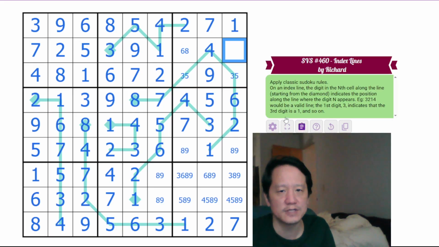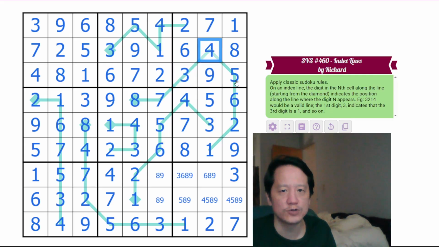It can't be 6 because of 6 in the column. So this must be 8, which makes that 6. 8 eliminates 8 here, so it's 9 and 8. No 8, 9 here, so that must be 3. 3 eliminates 3 here, so that's 5 and 3, which is saying 3 has to be in the third spot, 4 is in the 4th spot, 5 is in the 5th spot, 6 is in the 6th spot.